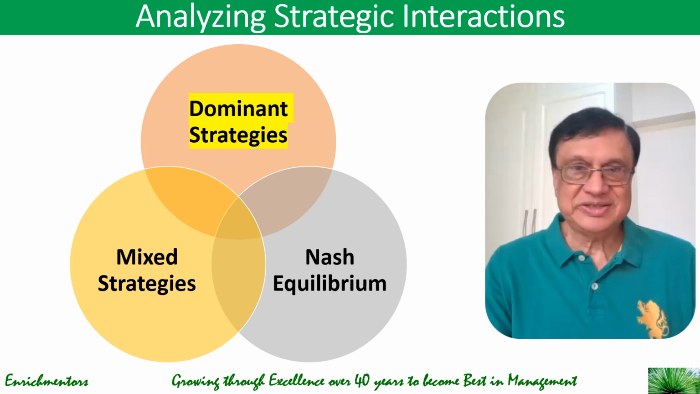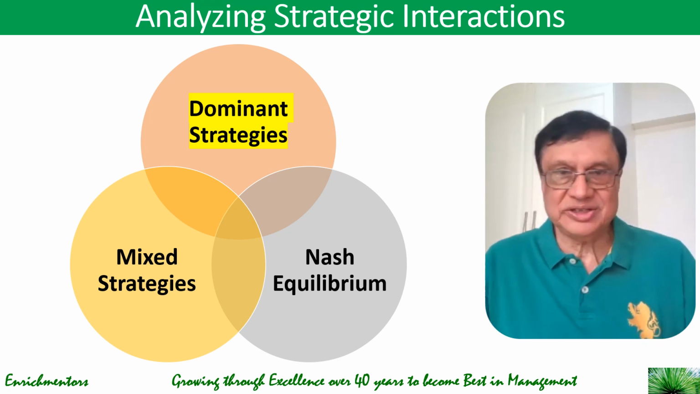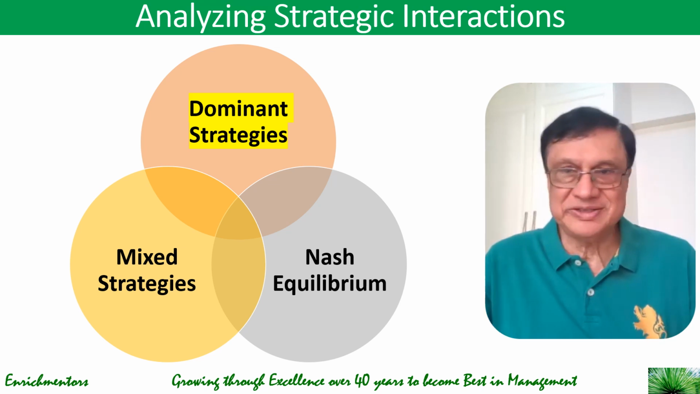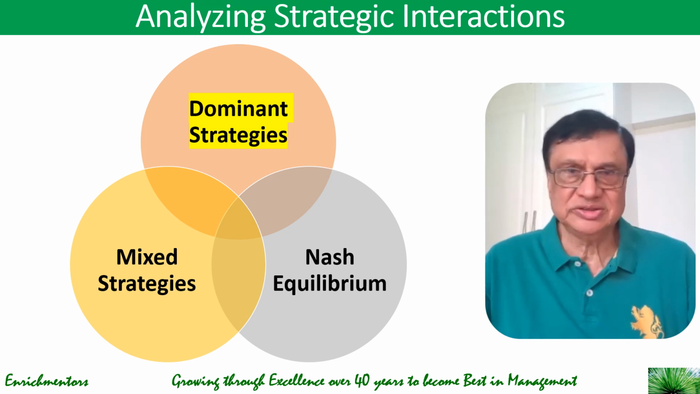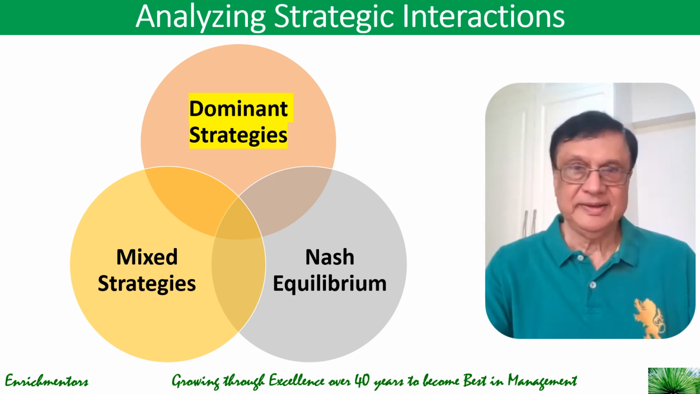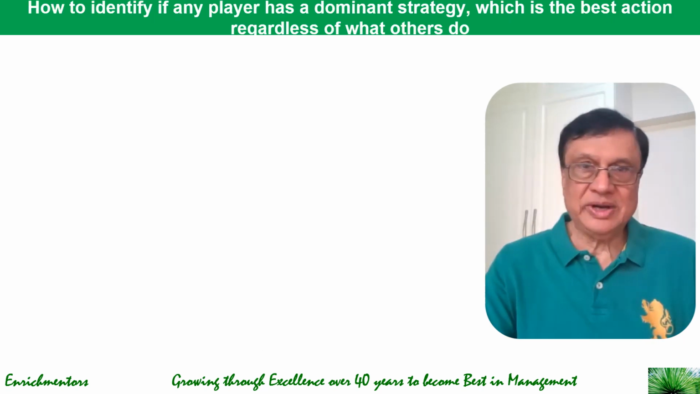Analyzing strategic interactions in terms of the dominant strategy requires us to identify if there is a strategy that is best for the player regardless of what others do. And how to identify if such a strategy exists? Any thoughts? Okay, so let's look at how to identify this.